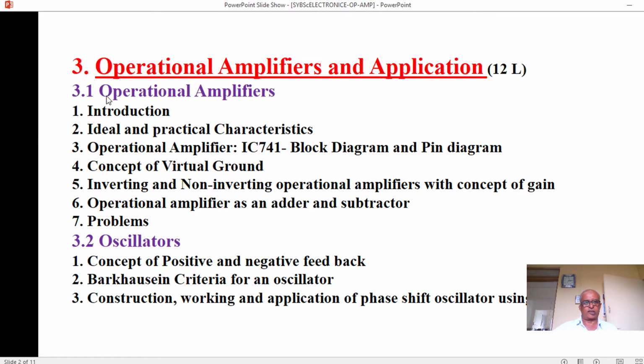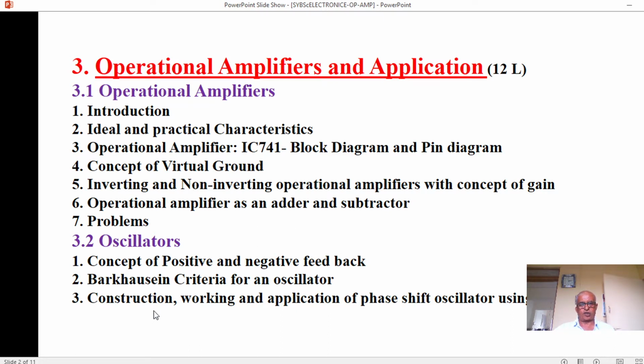The first part is operational amplifier. In this case we are going to discuss the ideal and practical characteristics. Then also we'll consider the IC 741, which is also used in the practicals, and the important concept, that is virtual ground property and the applications of op-amp.